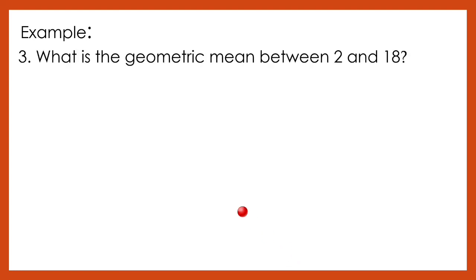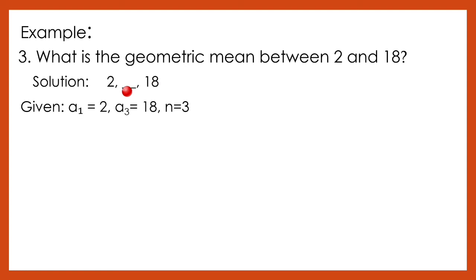For our next example, what is the geometric mean between 2 and 18? So, we are looking for only one. So, we have 2, blank, 18. So, we are looking for one geometric mean. Our a sub 1 is 2. Our a sub 3, or third term, is 18. And then, our number of terms is 3.